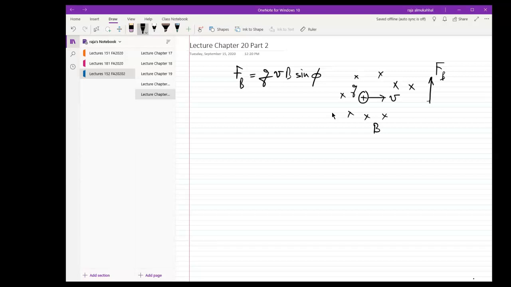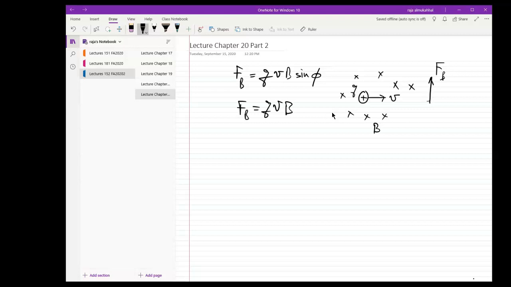Most of the time that we deal with, the angle is 90 degrees, so sine 90 is 1. So basically the equation reduces to QVB. If there is an angle, you want to put sine of whatever that angle is. So that's the first formula that we dealt with.